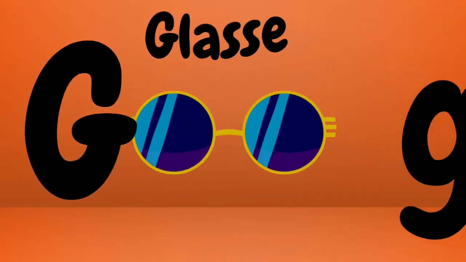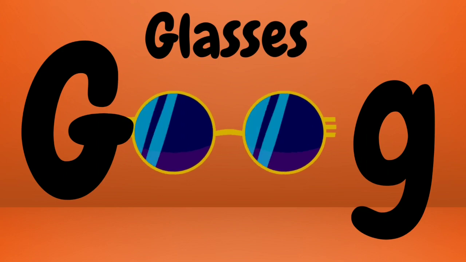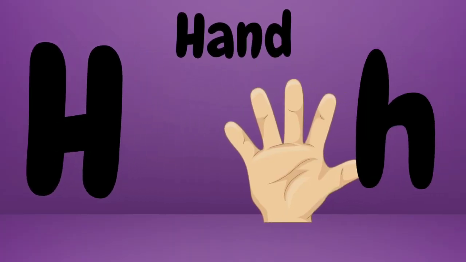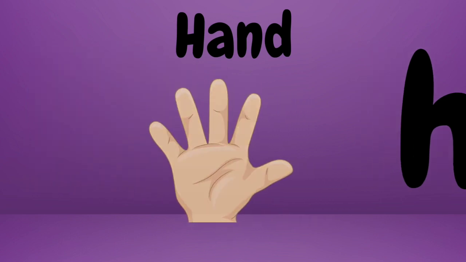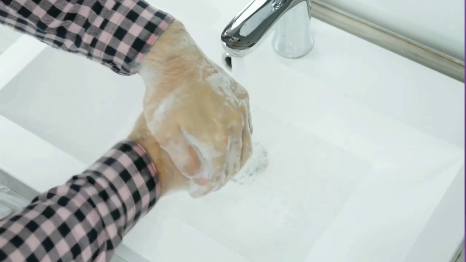G is for glasses, glasses, glasses. These are glasses. H is for hand, hand, hand. This is a hand.